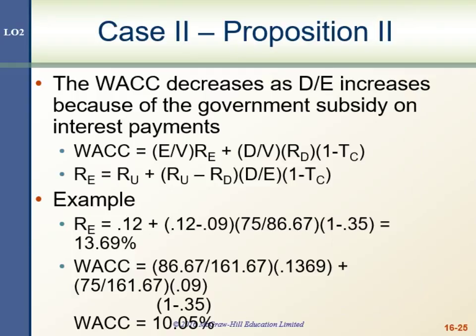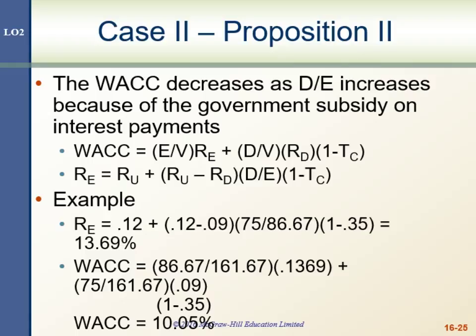We can also see that the WACC, the weighted average cost of capital, decreases as the debt-equity ratio increases because the government is kicking in on the interest payments for the debt. So we know that the WACC is the equity weight in the capital structure times the return on equity, plus the debt weight in the capital structure times the rate of return on the debt times 1 minus the tax rate. And so the weighted average cost of capital is simply a linear transformation of those two values.